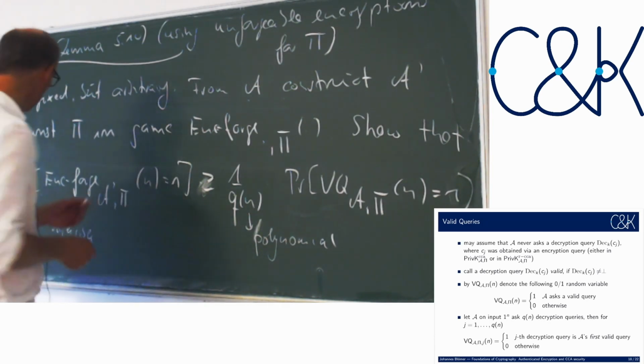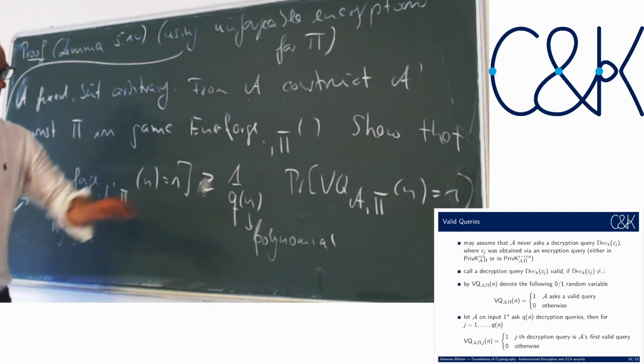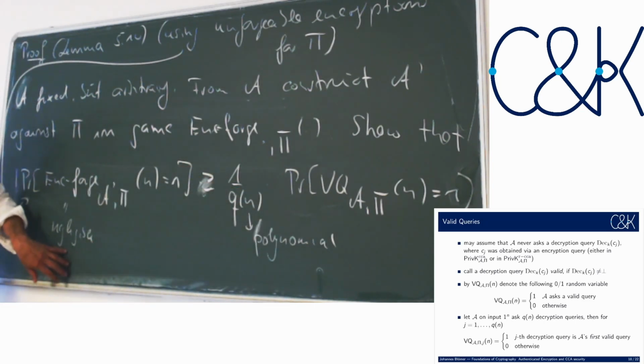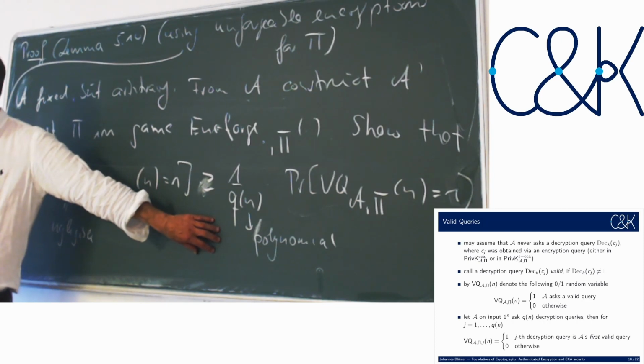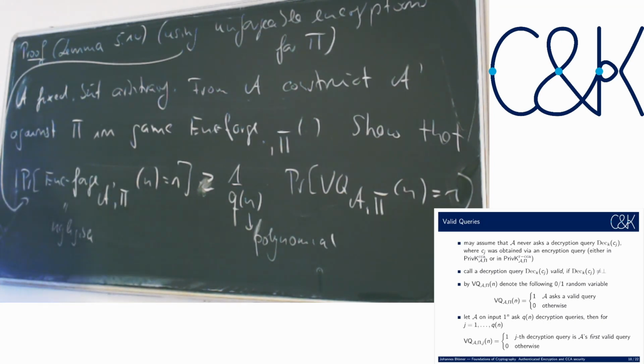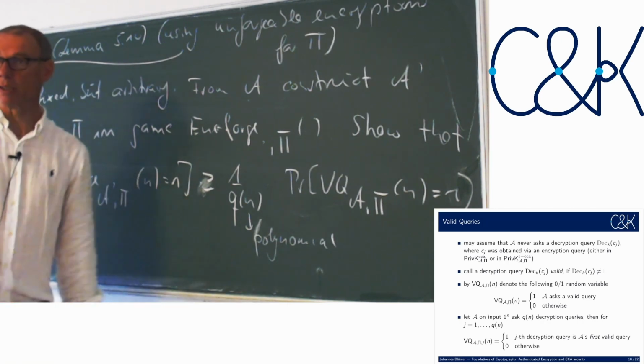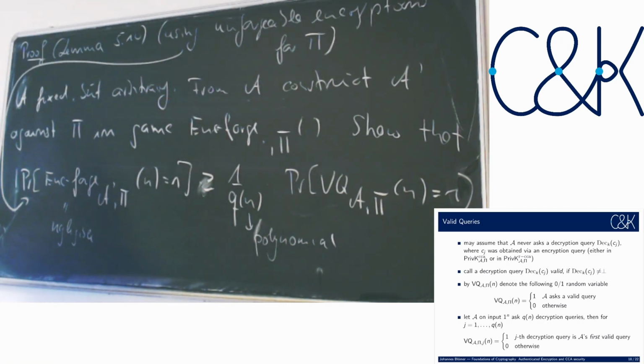So what I can do here, if I rewrite this, I know that this is upper bounded by a negligible function times a polynomial, and hence is still negligible. Remember, negligible times polynomial is still negligible. So it basically remains to prove this here, by constructing this A prime and doing this stuff. Okay?